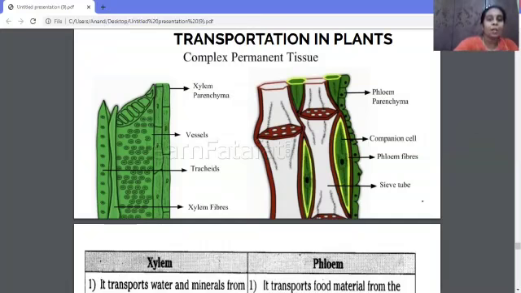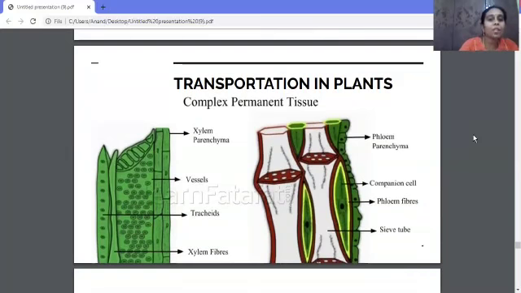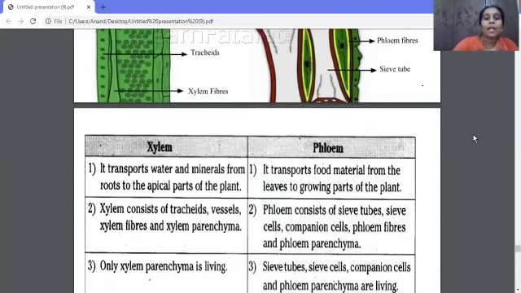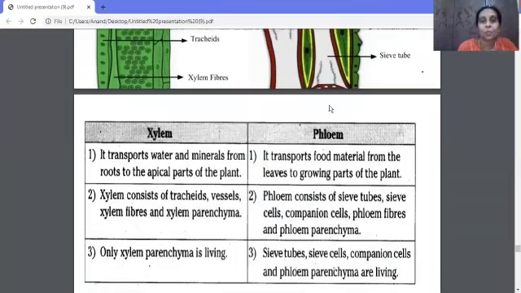Here, when you observe the xylem, xylem is one of the complex permanent tissues which helps in transporting water. So xylem is a water conducting tissue, because it helps in transporting water and minerals from the root. Whatever water and minerals the root has absorbed from the soil have to reach the different parts of the plant body. So it will reach through the tissue called xylem.